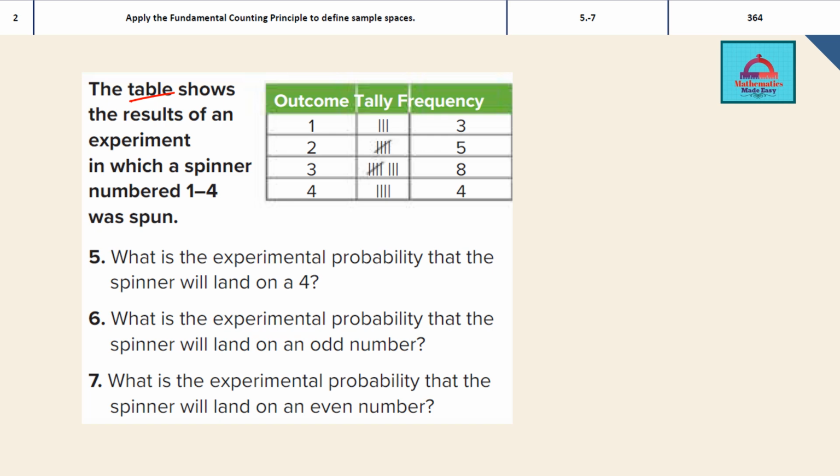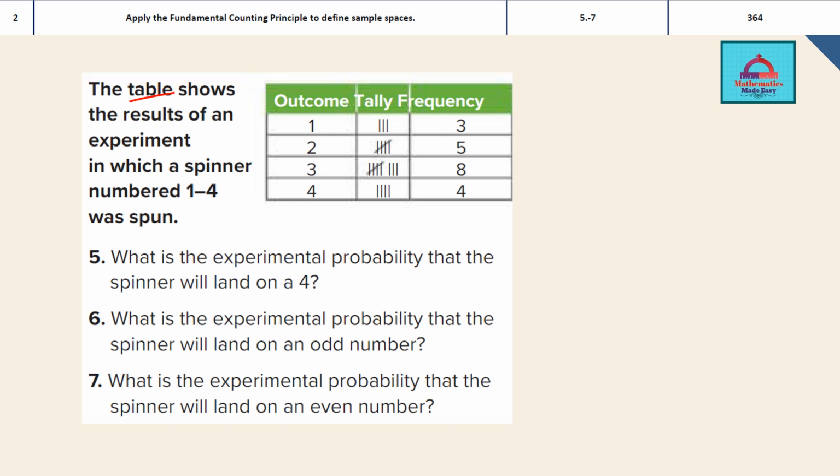So the outcome on the spinner coming 1, the frequency is given 3. That means number 1 outcome on the spinner is coming 3 times. Number 2 outcome on the spinner is coming 5 times. Number 3 outcome on the spinner is coming 8 times. And number 4 outcome on the spinner is coming 4 times. Accordingly, you have the tally and the frequency.